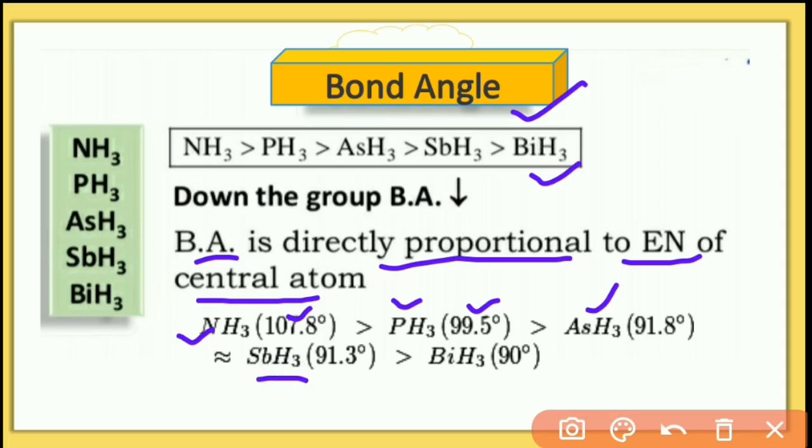antimony trihydride. Its bond angle is 91.3 degrees, because of a small increase in atomic size due to the presence of filled d and f orbitals, the bond angle is almost similar. And then lastly the bismuth trihydride bond angle is 90 degrees. So the bond angle property also decreases when we move down the group.